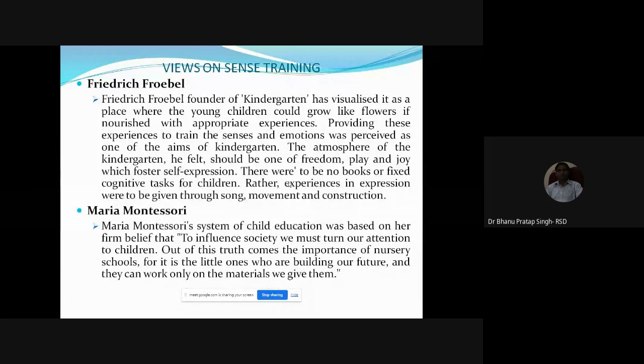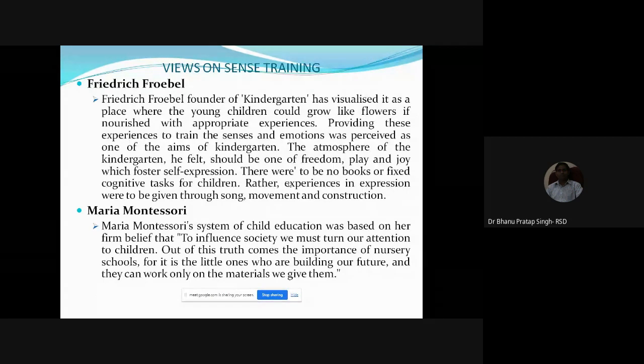Yes, of course, experiences in expression were to be given through song, movement, and constructions. And all these activities like song, movement, construction activities develop the senses and emotions of the child. So he was the thinker who held that the senses can be developed at kindergarten age, meaning 0 to 6 years.